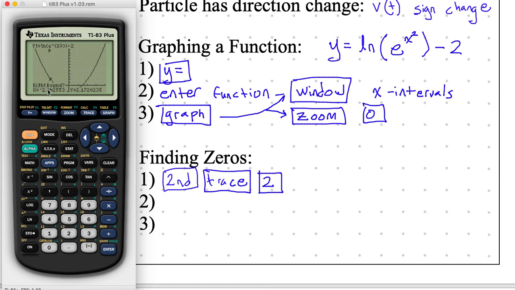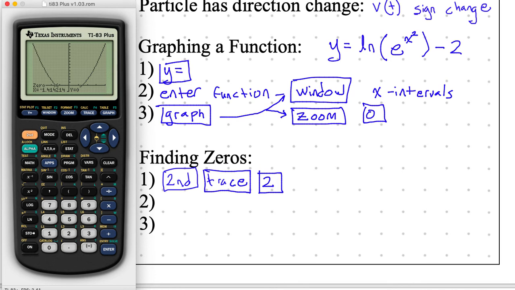And then it's asking, what is your right boundary? You can hit right, until right about there, and hit enter. And then where is your guess? Somewhere in between that interval, left a few times, enter, and it'll say, oh, the 0 is right here at -1.414. Oh, that's negative square root of 2, but there it is, -1.414. You can find it.